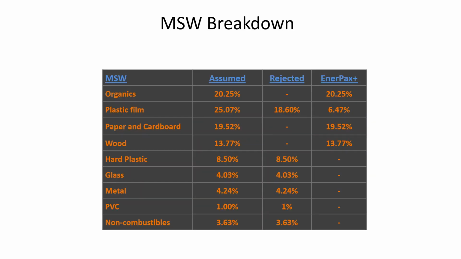This was the MSW composition, and what the reject was as well: how much organics, how much plastic film, how much paper and cardboard, wood, and hard plastics.